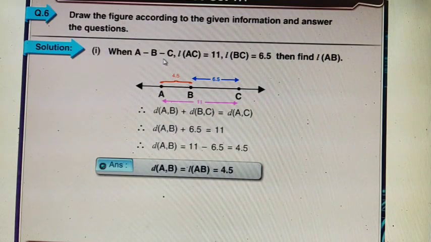Solution. When ABC, you can see the figure, length of AC is equal to 11, length of BC is equal to 6.5, then find the length of AB. Here you can see the full length is given, how much? 11, and the length BC is given, how much? 6.5, and we have to find this AB. Distance of AB plus distance of BC is equal to distance of AC. You can see this part plus this part, we will get the full length. Therefore, AB plus BC is 6.5 plus, and AC is 11. Therefore, you will find distance of AB is equal to 4.5.